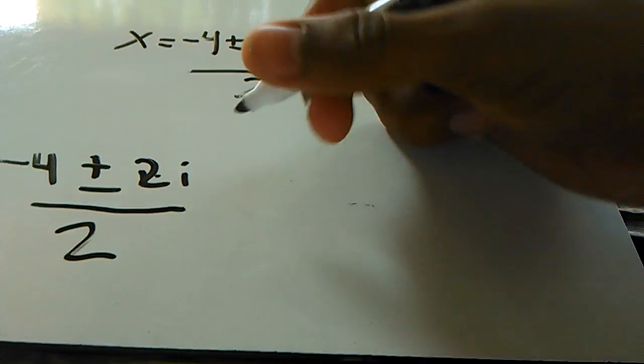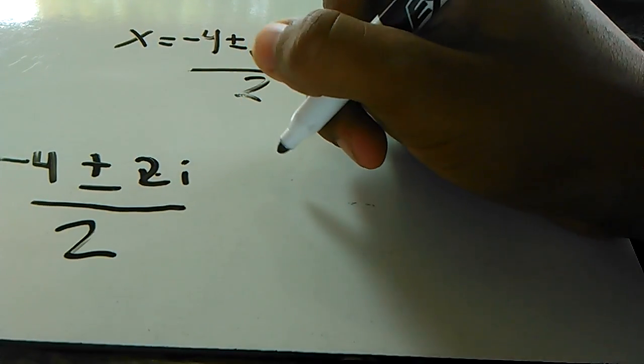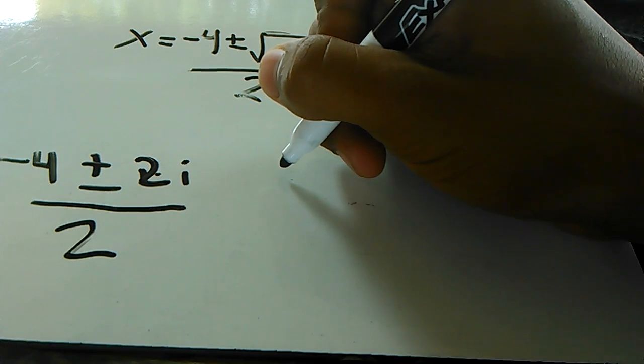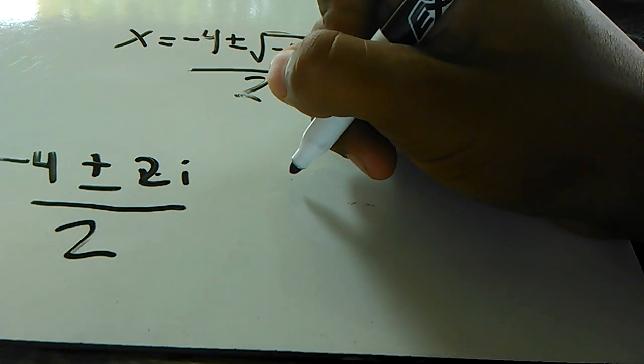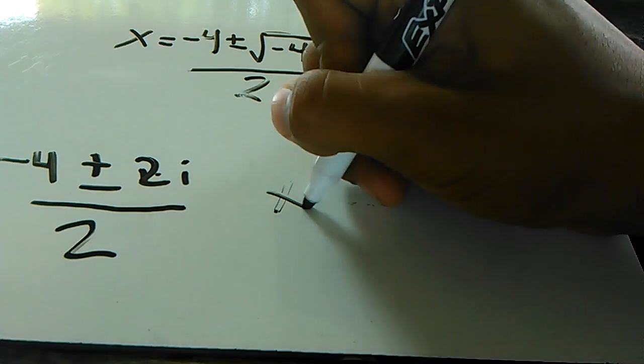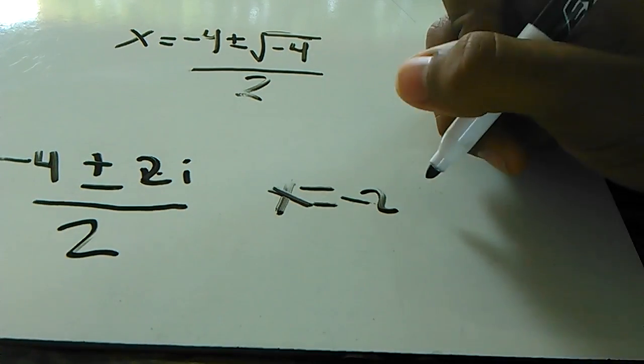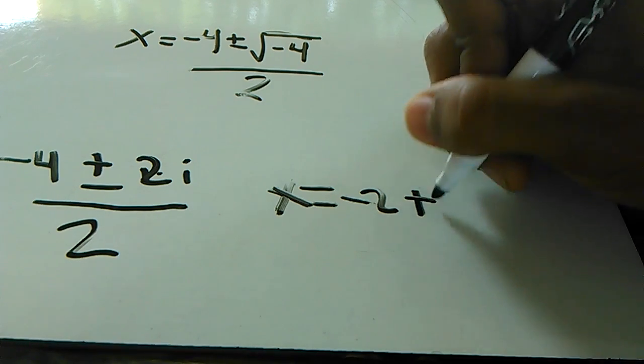Now that we have negative 4 plus or minus 2i over 2, we divide the whole thing by 2. So negative 4 divided by 2 becomes negative 2, plus or minus i.